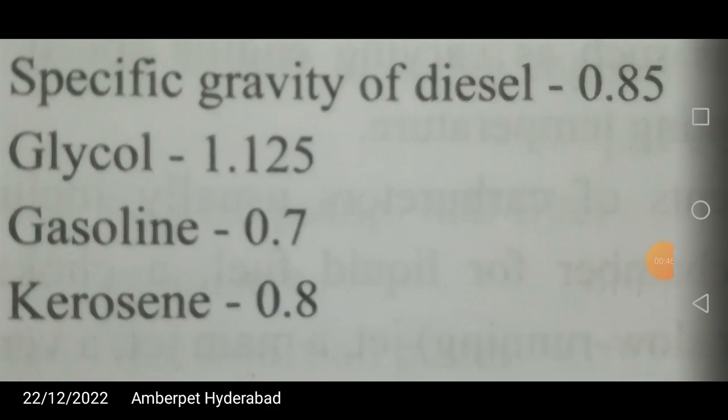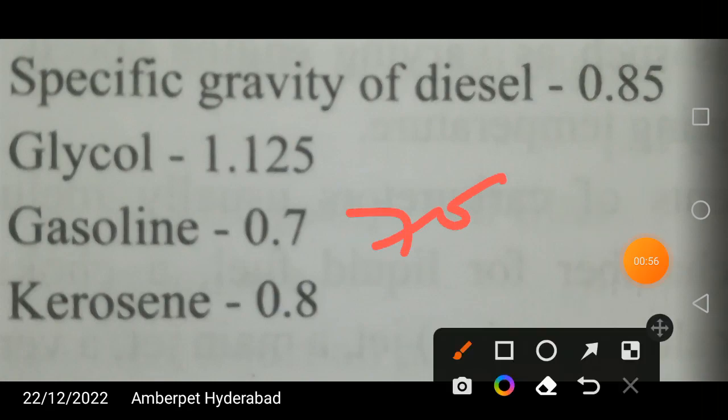Similarly, on the same lines, gasoline, that is petrol, has a specific gravity of 0.7. So its density should be equal to 700 kg per meter cube.